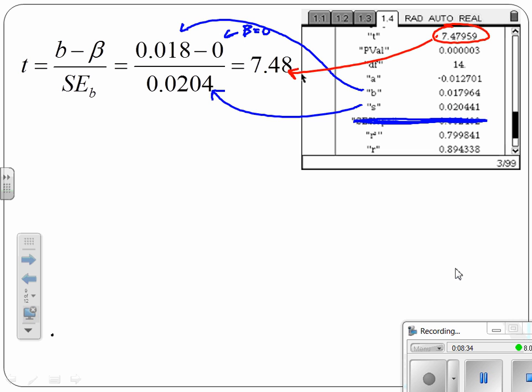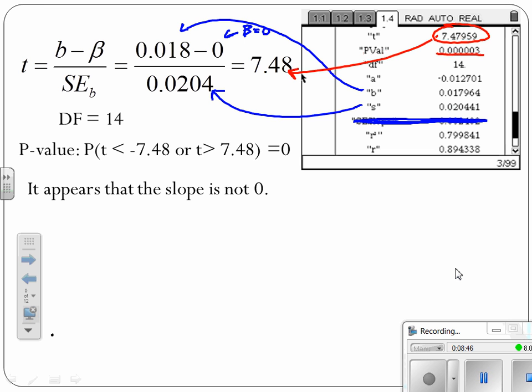We actually already know the p-value. The p-value is given to us. It's very, very small. There's degrees of freedom, 14, right? We're running a t-test. Let's make sure that we mention that. There's the p-value, excuse me, at 0. So in this particular case, 0 is definitely less than 0.05. We would reject the null.